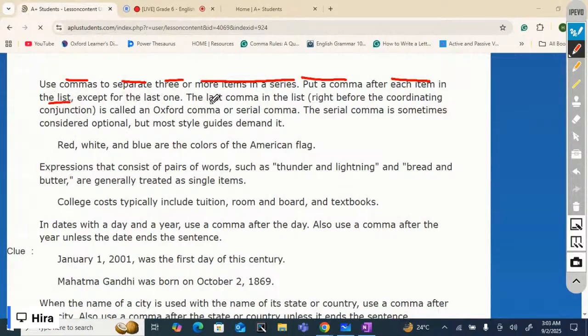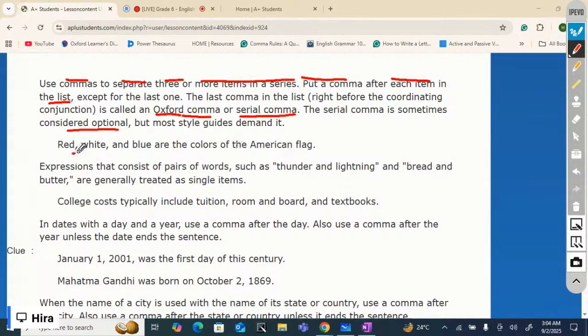It means after the last one we don't use a comma, so we put a comma after each item in the list except for the last one. The last comma in the list, right before the coordinating conjunction, is called an Oxford comma or serial comma. The serial comma is sometimes considered optional, but most style guides demand it. Well, it's the basic use of commas. When we mention three or more items in a series, we put commas after each item, except for the last one.